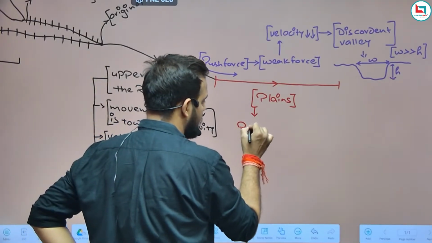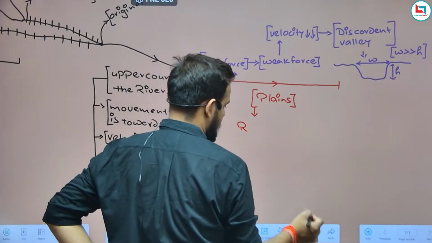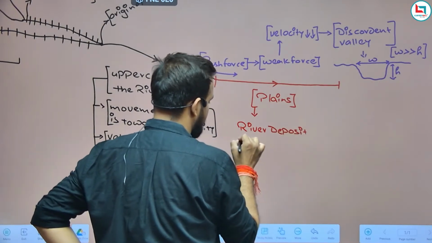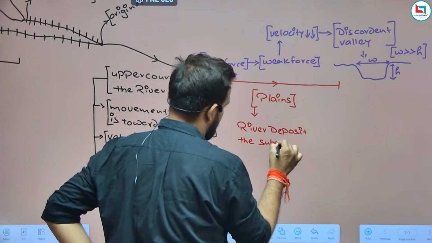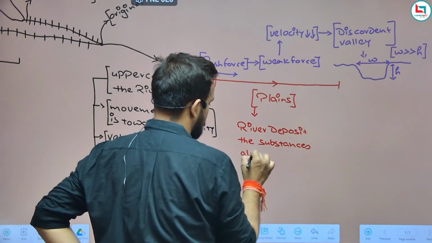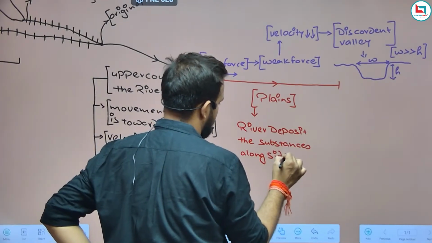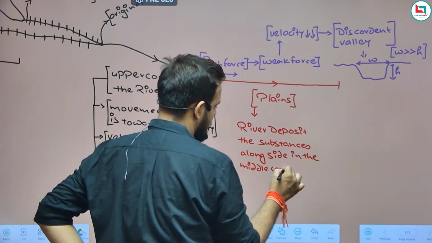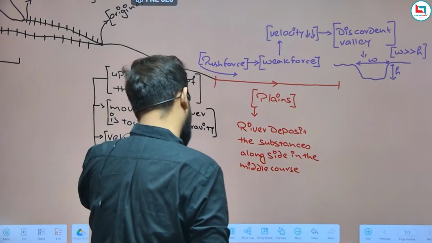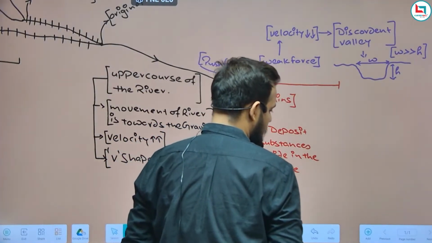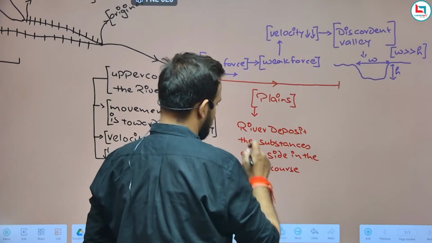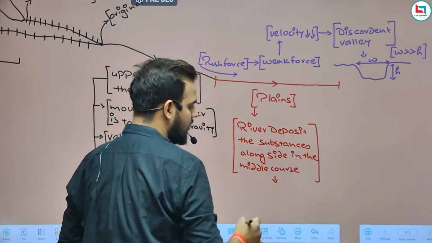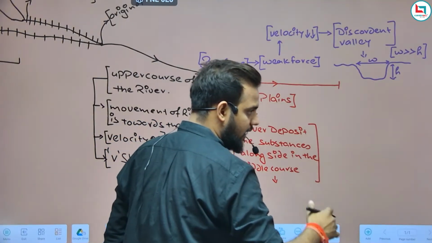Okay, so the river deposits the substances alongside in the middle course. So the river deposited the substances alongside in the middle course. Okay, so these are the things. Why are these depositions there? So that the weight is lost, so that the velocity can be maintained in the middle course.